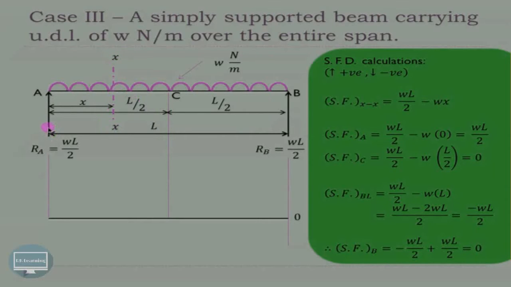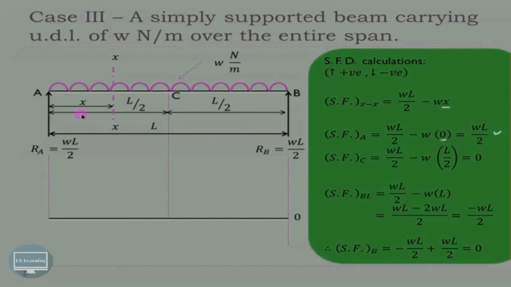On the left hand side of section XX, the upward force that is acting is Ra, which is WL by 2, that we have written over here, and the u.d.l of W multiplied by x, because x is the length between A and this section XX under consideration. So W into x is the downward acting load, and therefore it is negative. Now we know that the distance x is measured from point A, and therefore at point A the value of x will be 0, so in the general equation that we have formed, in place of x substitute 0, so that you will get shear force at A equal to WL by 2.